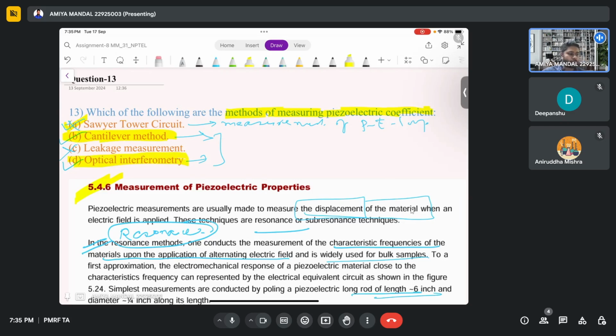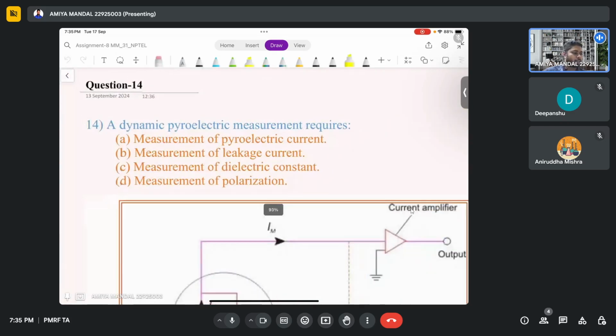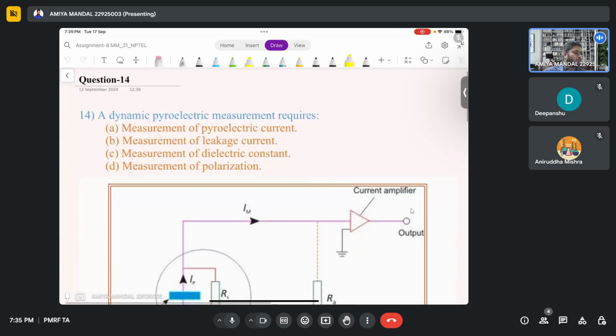Okay, next only two questions are left in this problem solving session. Just to read question number 14, we have also left 25 minutes extra to complete this session. If you have any question, you can also ask. Just read the question.